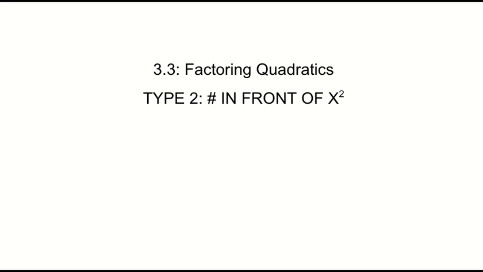The second type of factoring is if there is a number in front of x squared like this. And on this one, you have to multiply the first times the last. So in this case, 2 times negative 6 is negative 12.